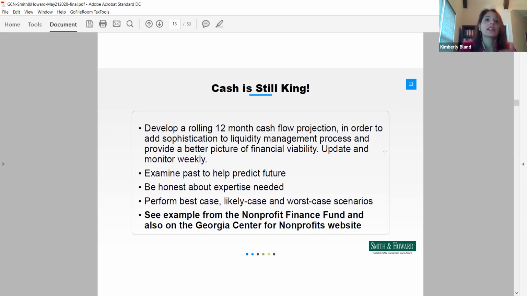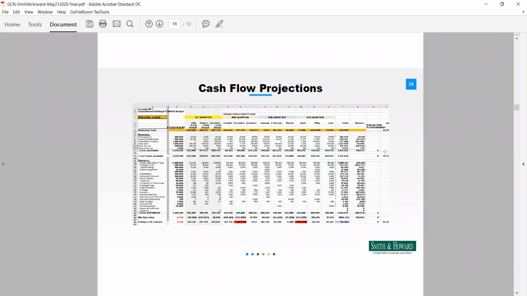On the next slide, I have an example of a cash flow projection. Now, you may need to squint to see some of this information, but this is the best way I could get the Excel into the presentation. Some of these templates will be available on the Georgia Center for Nonprofits website after this presentation today. But this is one example of a rolling cash projection.